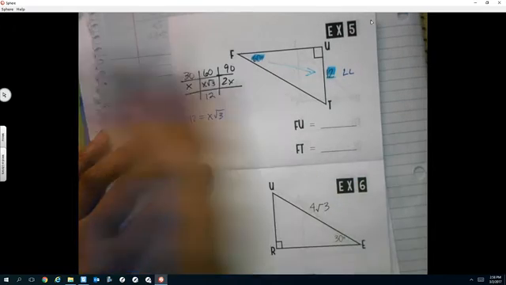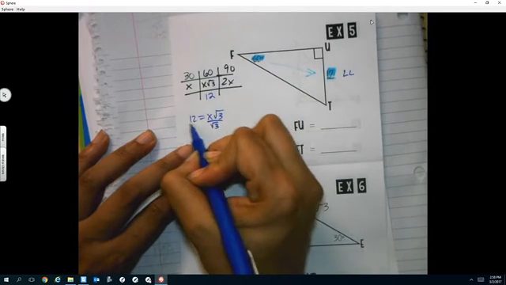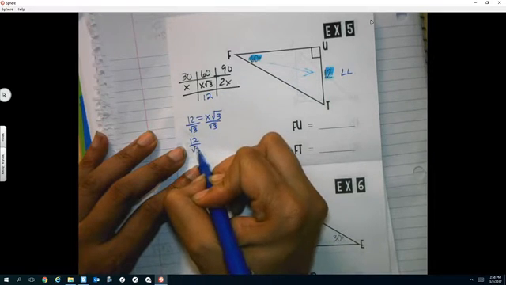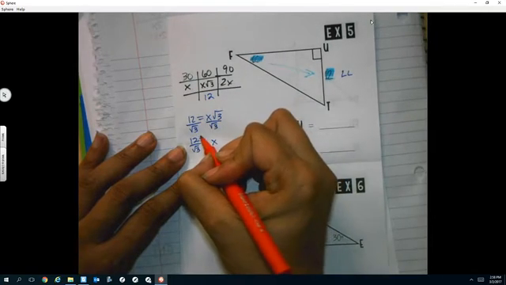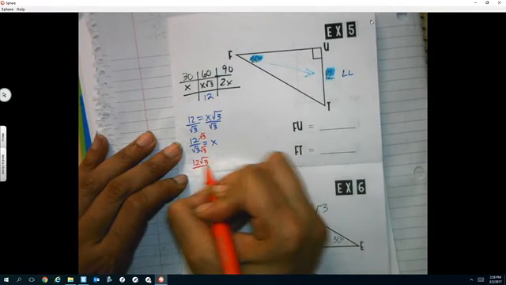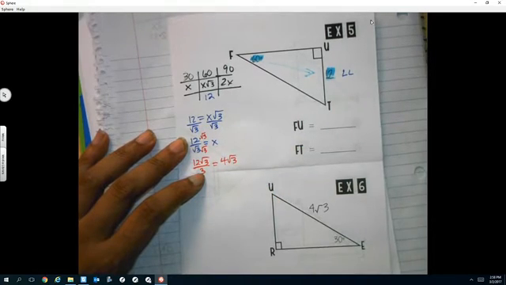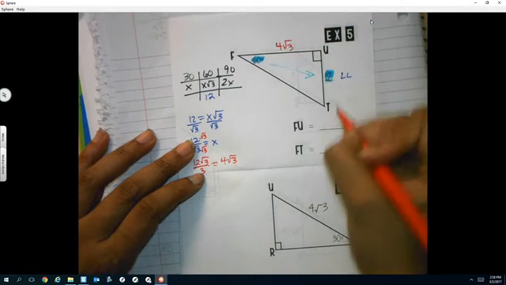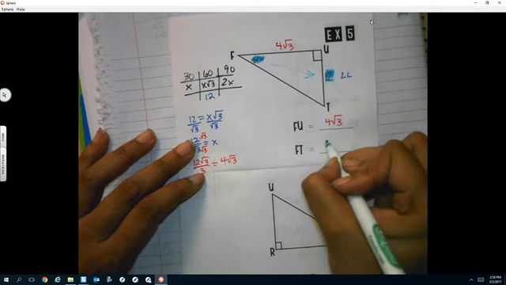So I have to get to the x, so I have to work backwards. That will require me to divide by square root of 3. And I'll have 12 over square root of 3 equals x, but I can't leave it like that, right? You need to rationalize it. So that becomes 12 square root of 3 over 3, which is just 4 square root of 3. So that lets me know my short leg would be 4 square root of 3. And my hypotenuse would just be double that, which would be 8 square root of 3.